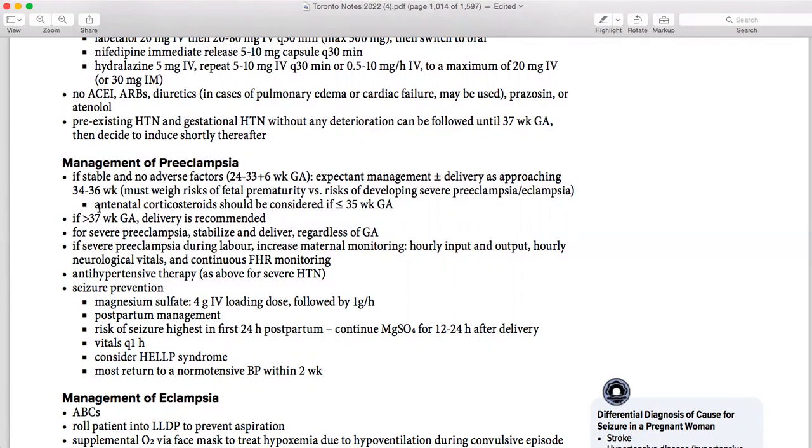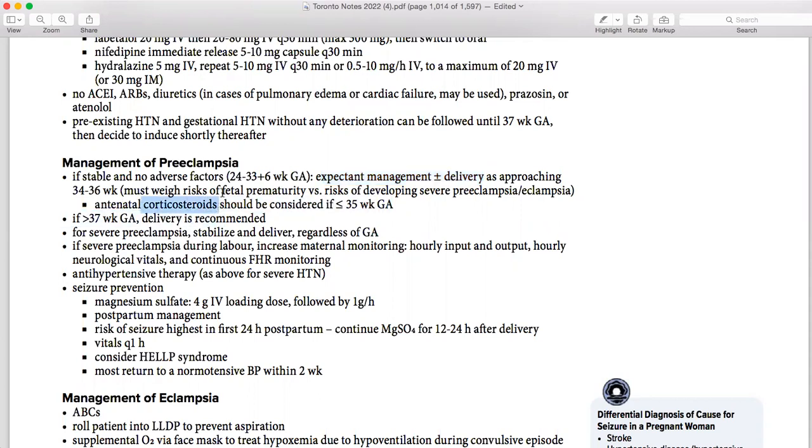But at the same time, if the baby is 34 to 36 weeks, then you are going to do expectant management and delivery, because we are going to save the mother. Our main priority is the mother, right? But if the baby could be saved, that is as good as it could be. There is a risk of fetal prematurity, so we have to give antenatal corticosteroids.